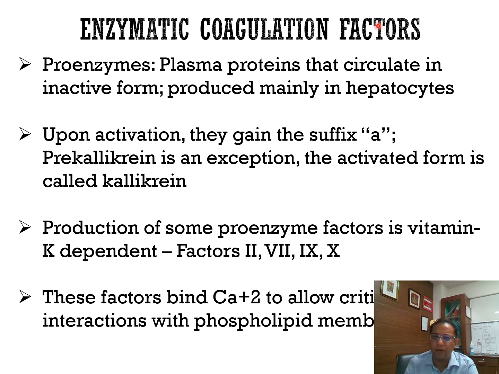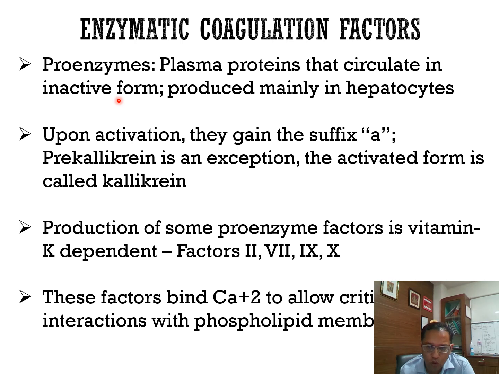So what are these enzymatic coagulation factors? These are the proenzymes. These proenzymes are plasma proteins that circulate in the inactive form. So they need to be activated, and they are mainly produced by the liver. These proenzymes need to be activated into an active form. Upon activation, they gain the suffix A. So you may have seen 7A or 9A or 10A. That means that it is an activated form.